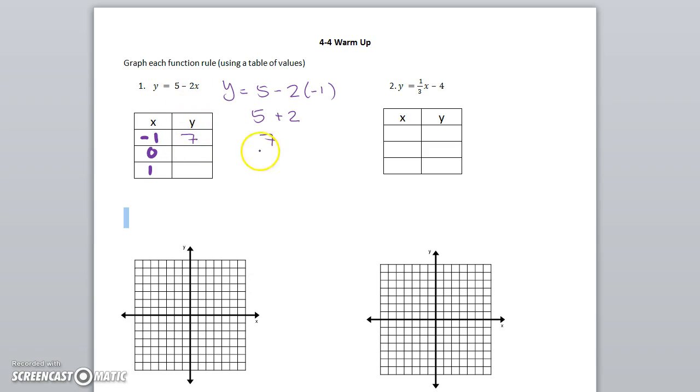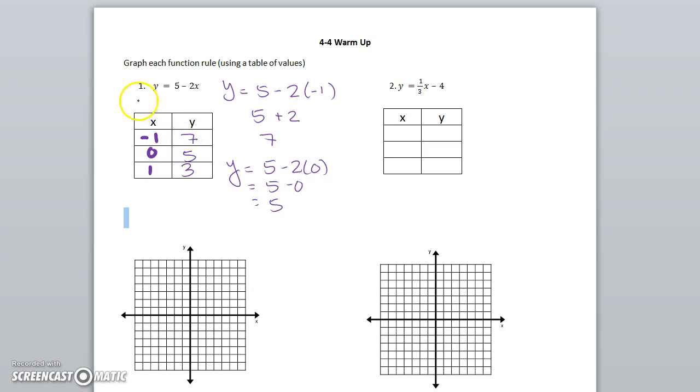And then when I plug in my most favorite number in the world, 0, I'm going to have 5 minus 2 times 0. That's 5 minus 0, which would be 5. Now looking at the pattern, I would think that my next one, because this is minus 2x, should be 3. You can plug that in to make sure if you don't believe it. Next step is to graph this.